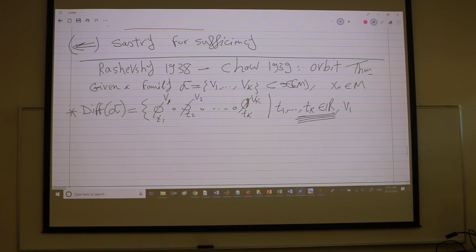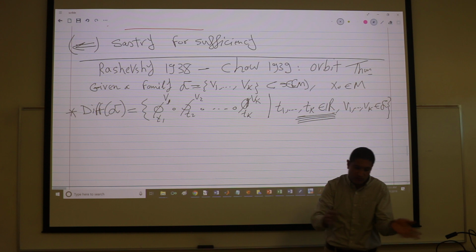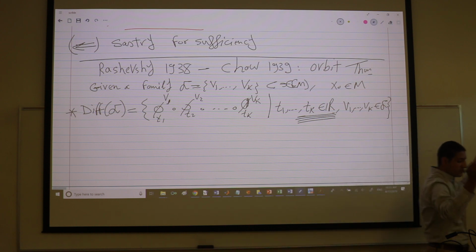And obviously V1 up to Vk are in your family. So, any question about this set? This set is a set of maps. Each element in that set is just a map that takes points from M to another point in M, flying along these vector fields. Along V1 for some time, then V2 for some time, then V3 for some time, and so on and so on.